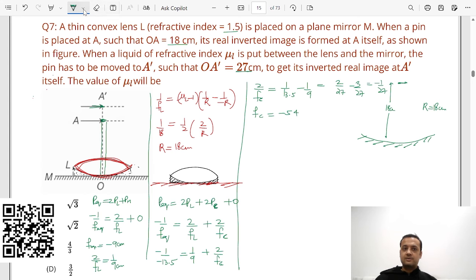Now I'm just showing you the plano concave lens separately. So this was the plano concave lens which was made up of liquid. Let me draw the figure again.